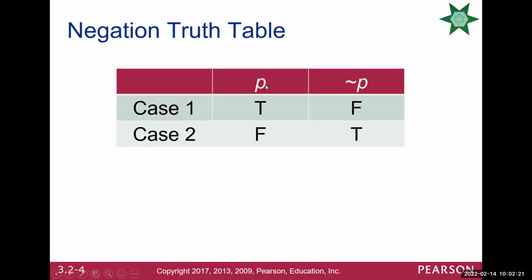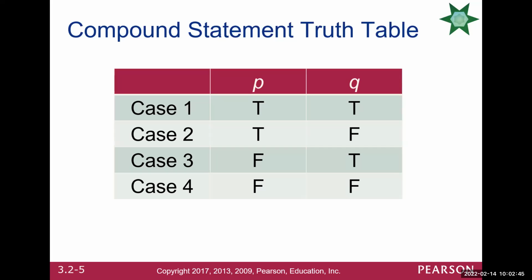Now, if you scoot over to the right, you notice that they negate P. They take not P. So if in case 1, our simple statement was true, and then we negate it, it becomes false. In case 2, where our simple statement is false, when we negate it, it becomes true. Remember that the negation of a statement is always the opposite truth value.